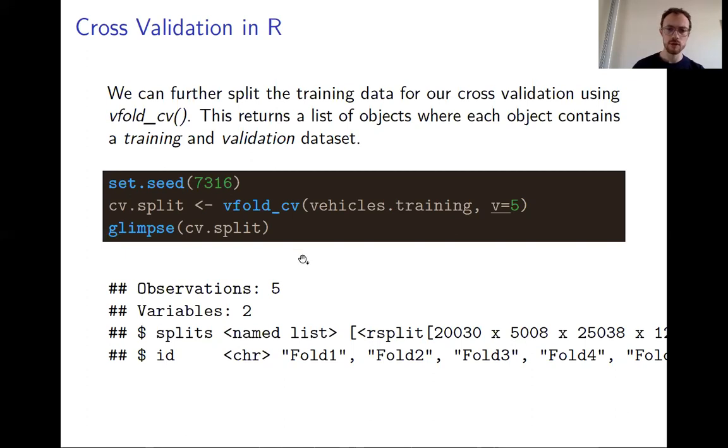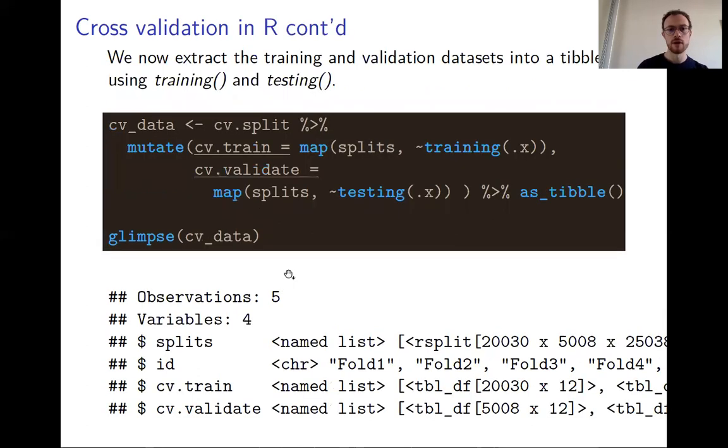Okay, so now let's continue with the split here. So now we see we have this split, which, as I already said, contains the training and testing data set. Now we can use map to extract the training and the testing data set. So now we create a new column cv_train and a new column cv_validate. And for cv_train, we simply extract the training data set from each of the 5 splits. And for validate, we extract the testing data set from each of the 5 splits.